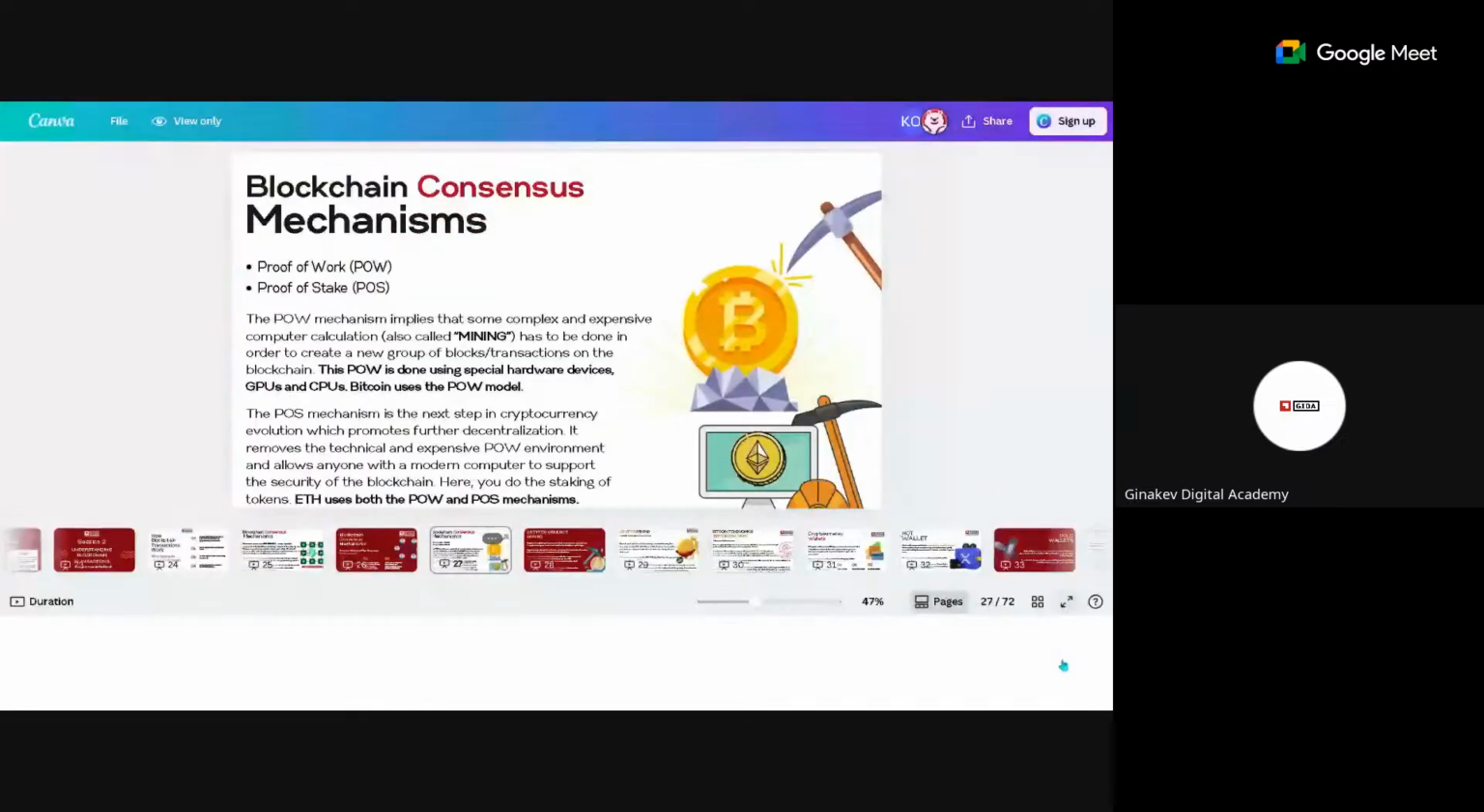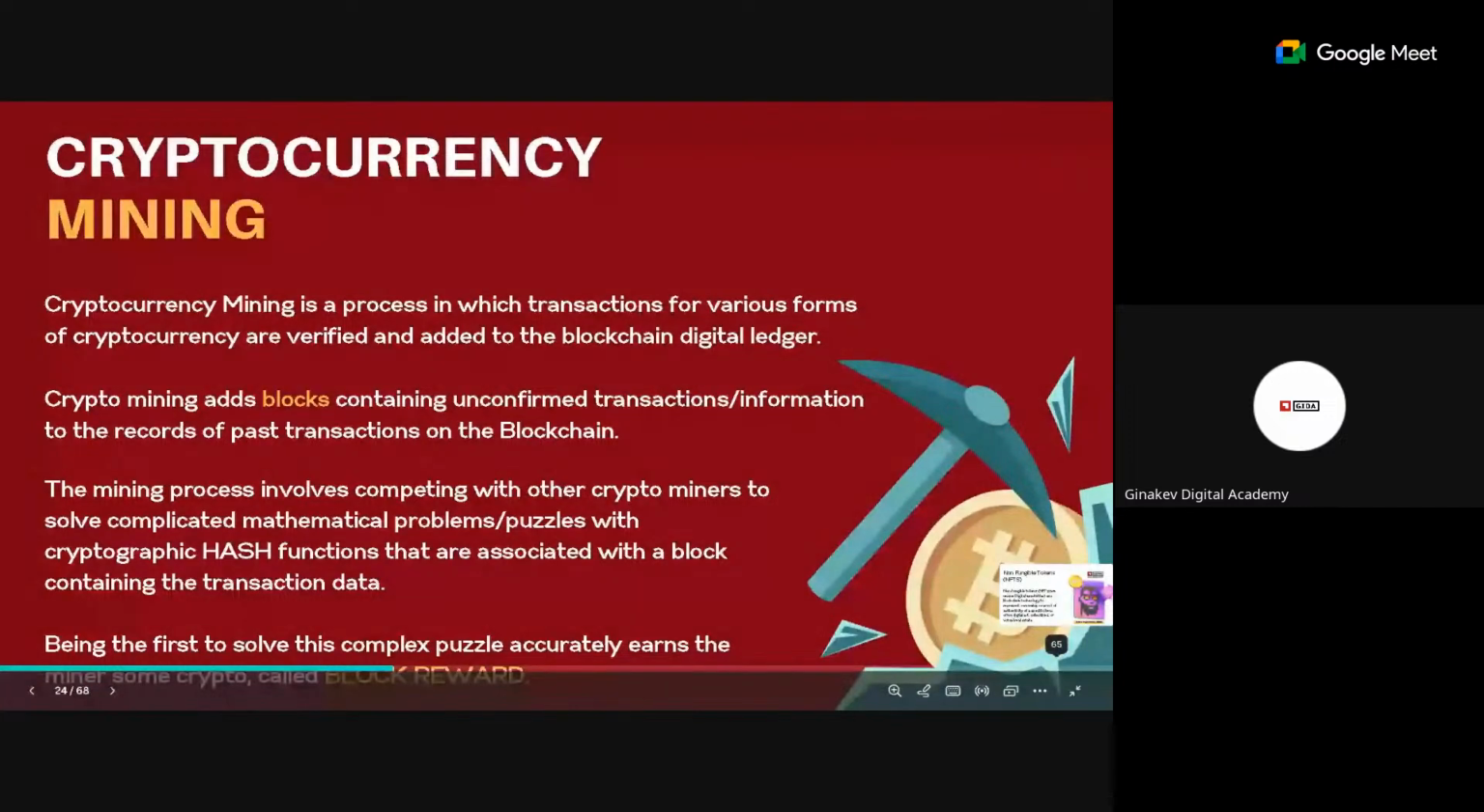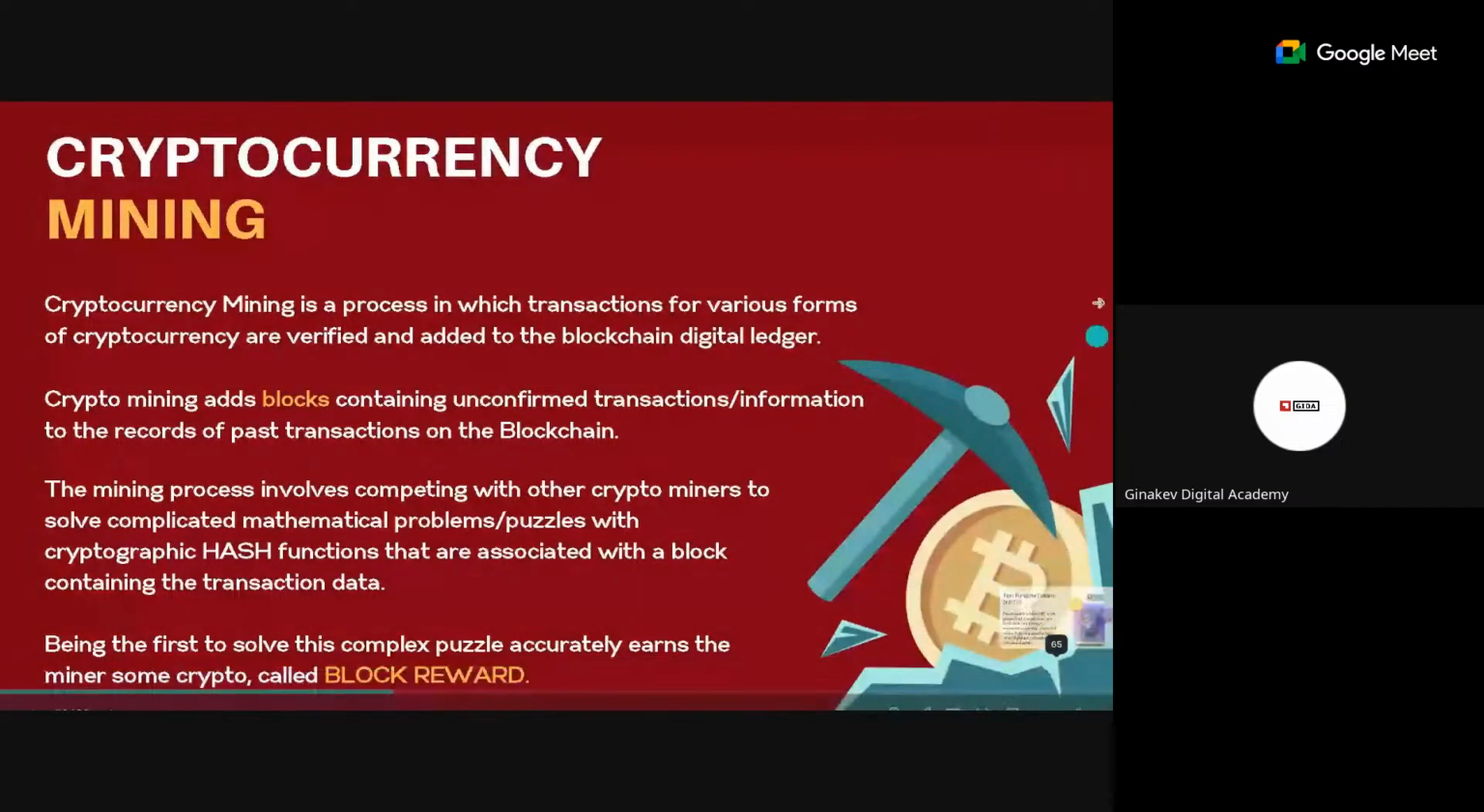So we move to the next part, which is cryptocurrency mining. So that's a new subheading for those of you who want to write. Cryptocurrency mining. So in cryptocurrency mining, here in the write-up, it says it is a process, right?